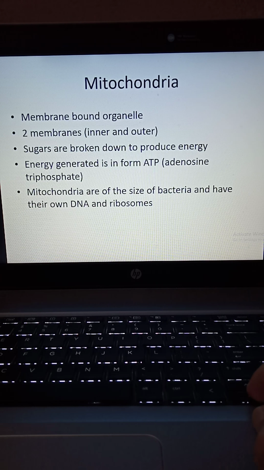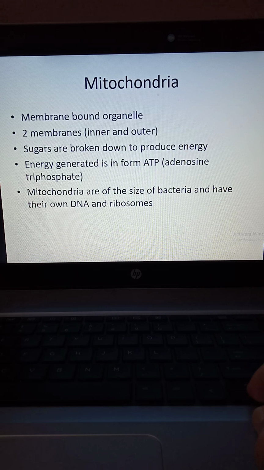And mitochondria, they are of the size of bacteria and they have their own DNA as well as the ribosomes. That means the protein synthesis is also happening inside the mitochondria because they were once bacteria, and bacteria produce protein and they have the DNA. So the mitochondria have their own DNA and ribosome.